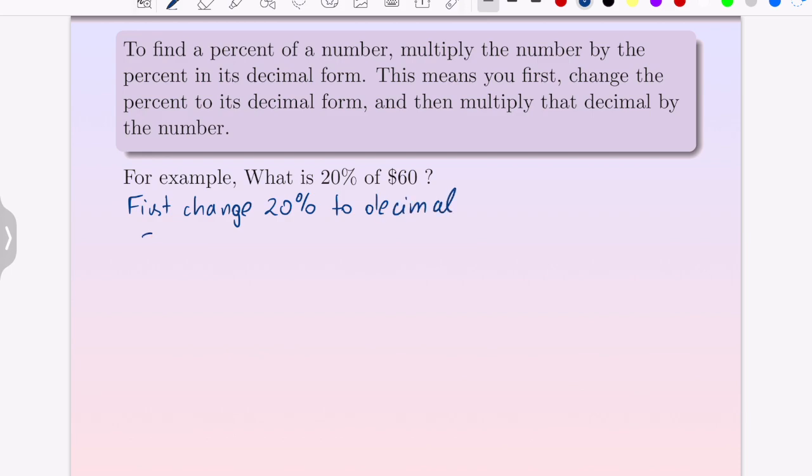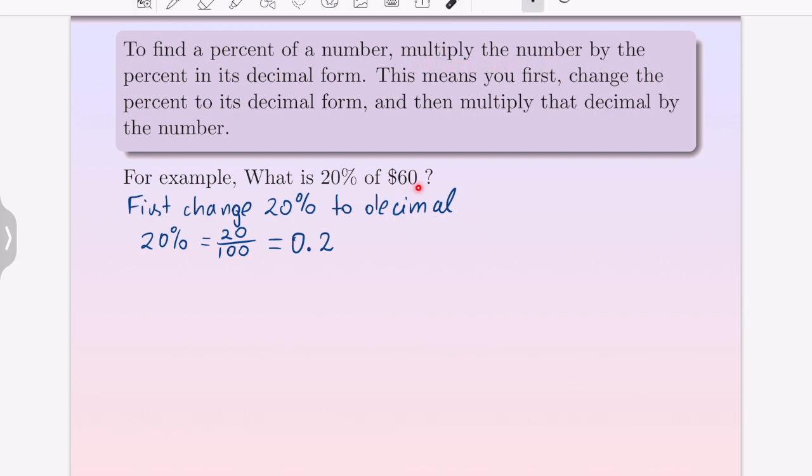As we did before, 20% means 20 out of 100. We can either divide and we would get 0.2. And then we would simply multiply.